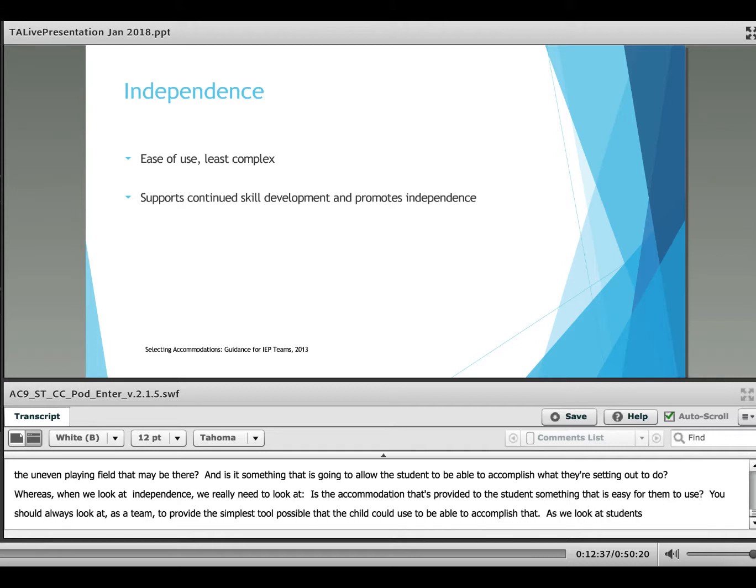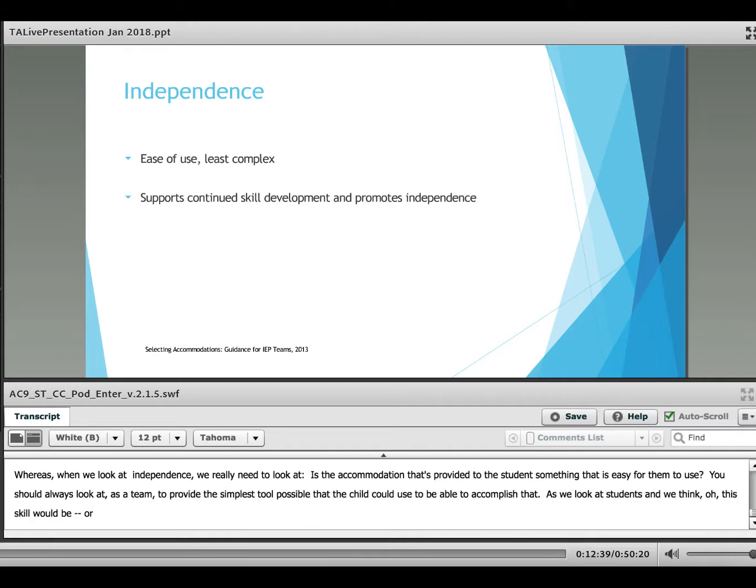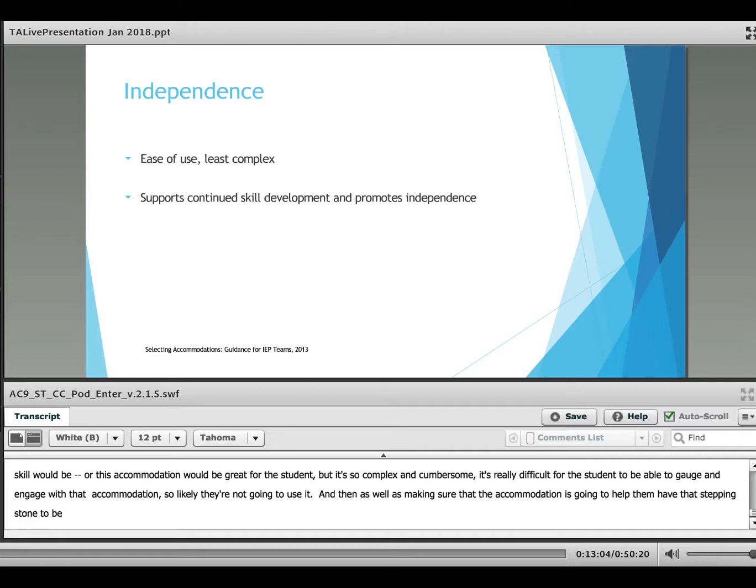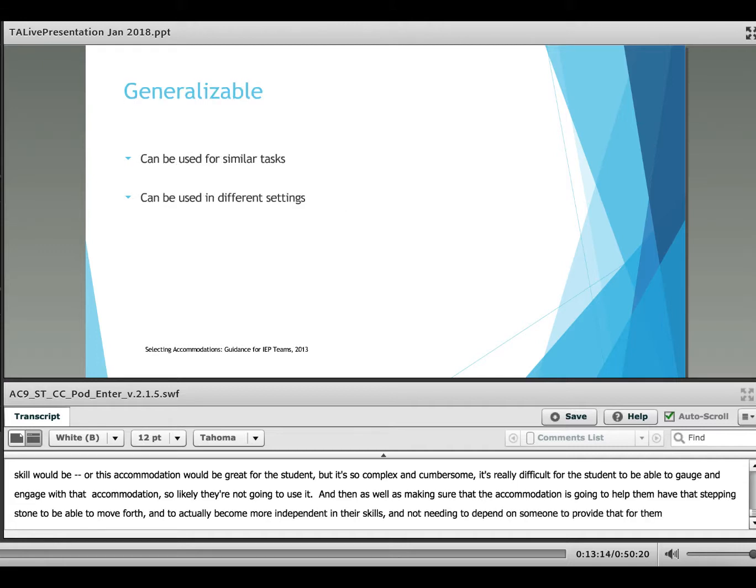As we look at students and we think, oh, this accommodation would be great for the student, but it's so complex and cumbersome, it's really difficult for the student to be able to gauge and engage with that accommodation, so likely they're not going to use it. And then as well is making sure that the accommodation is going to help them have that stepping stone to be able to move forth and to actually become more independent in their skills and not needing to depend on someone to provide that for them.